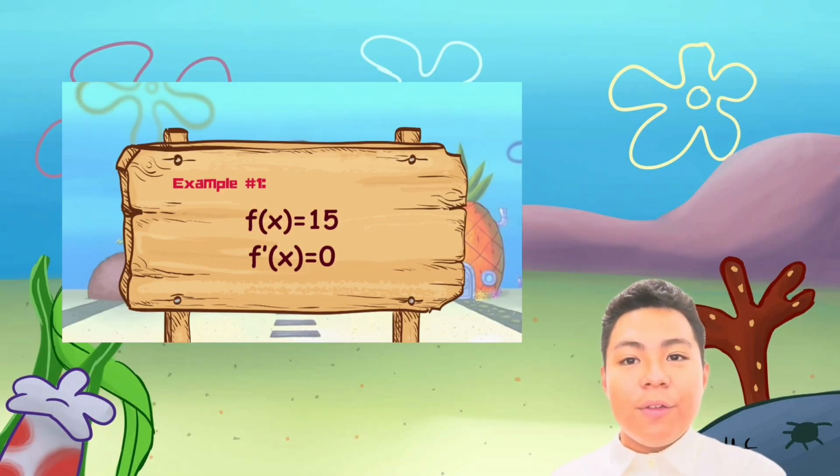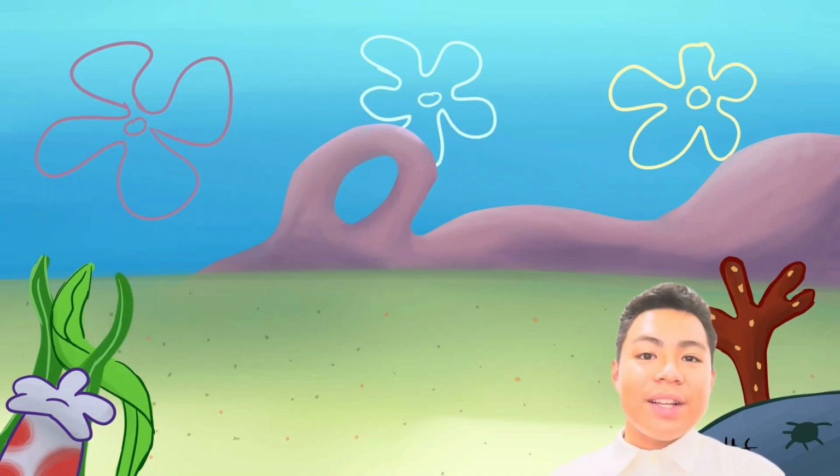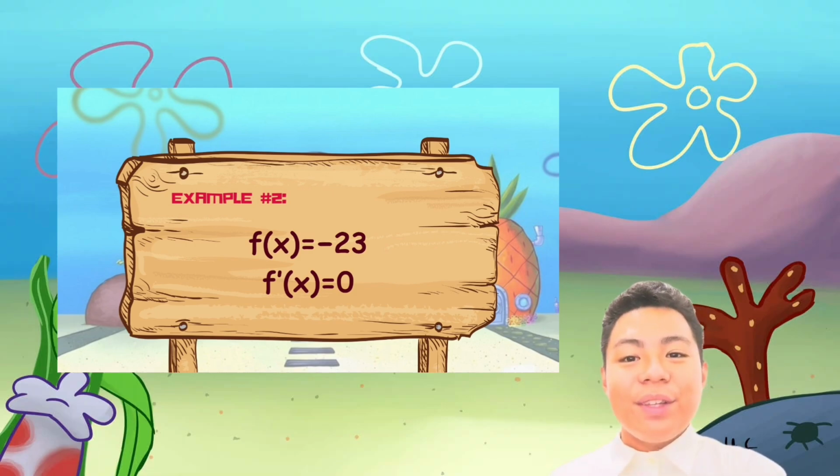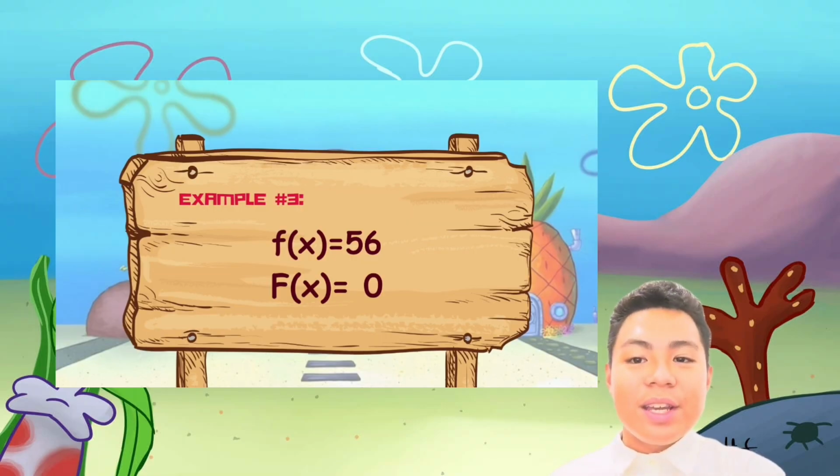Another example, if we need to find the derivative of the function f of x equals negative 23, then the derivative of negative 23 would still be 0. Lastly, if we need to find the derivative of the function f of x equals 56, then the derivative of 56 would still be 0.